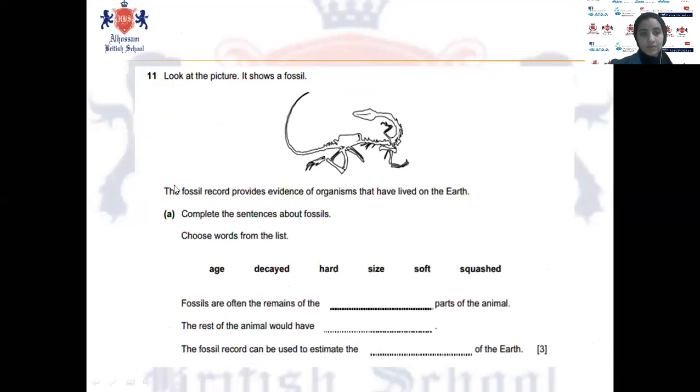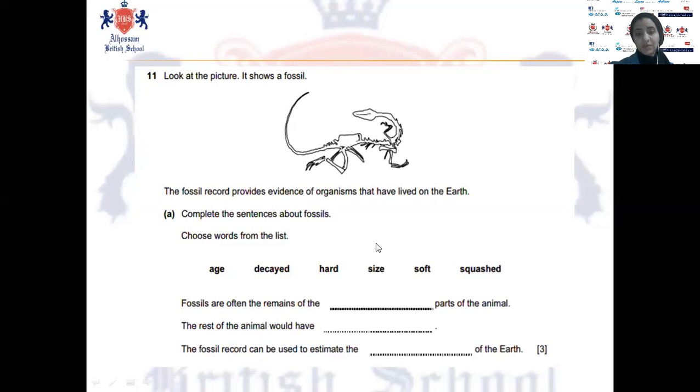Now about fossils. Look at the picture. It shows a fossil. The fossil records provide evidence of organisms that have lived on the Earth. Complete the sentences about fossils. Fossils are often remains of decayed parts of the animal. Which part of animals? Animals, for example, have flesh and bones. Which part? It's the hard parts of the animal.